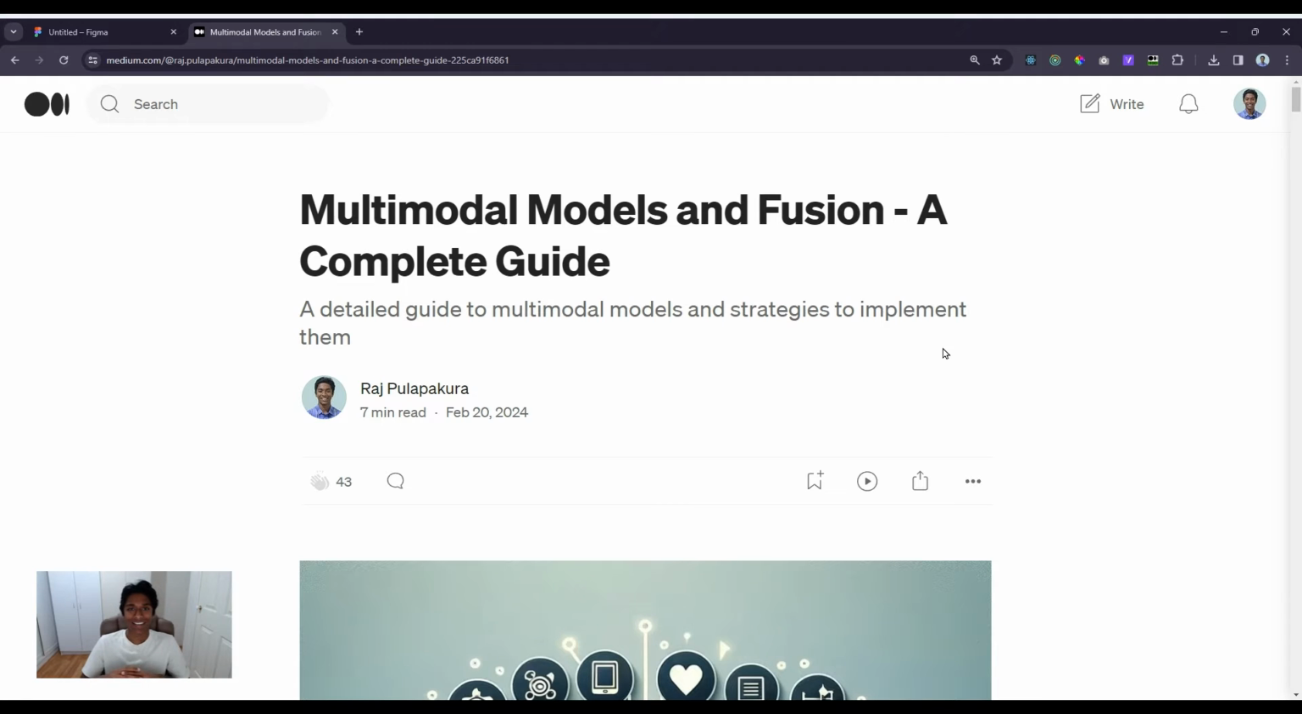Hey everyone. In this video, I want to share some insights on multimodal models and multimodal fusion. So we'll learn about how these models work, what are some strategies to implementing them, and why might we want to implement them. We'll also go through some applications of this particular strategy. So let's get right into it.